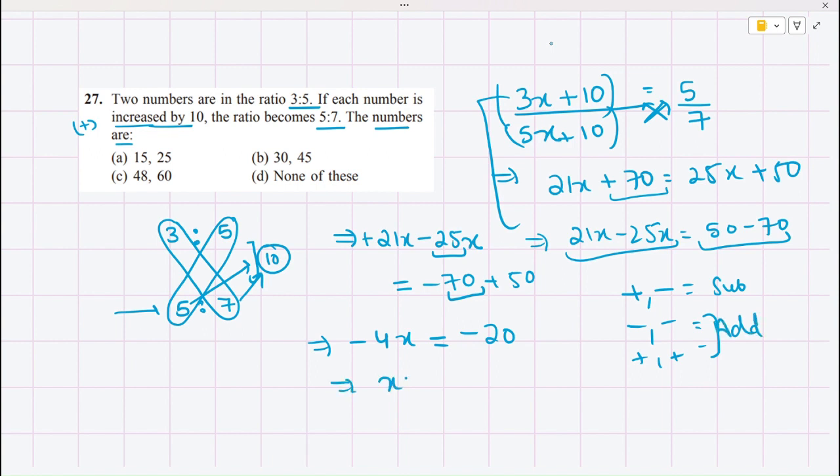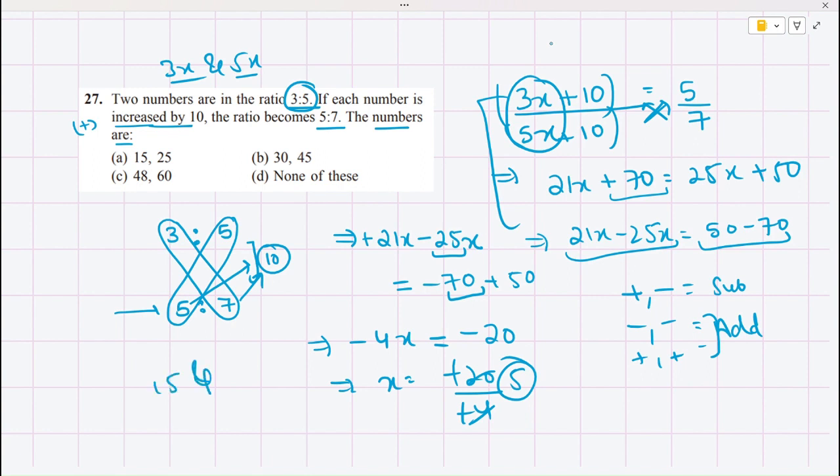So here x is equal to minus 20 divided by minus 4, then the signs get cancelled, so it will be 5. So the value of x is 5, right? And since we know the original numbers were 3 multiplied by x and 5 multiplied by x, these are the two original numbers. So the original numbers will be 5 multiplied by 3, which becomes 15, and 5 multiplied by 5, which becomes 25. These are the two original numbers that we have here. So A will be the correct answer for this particular question.